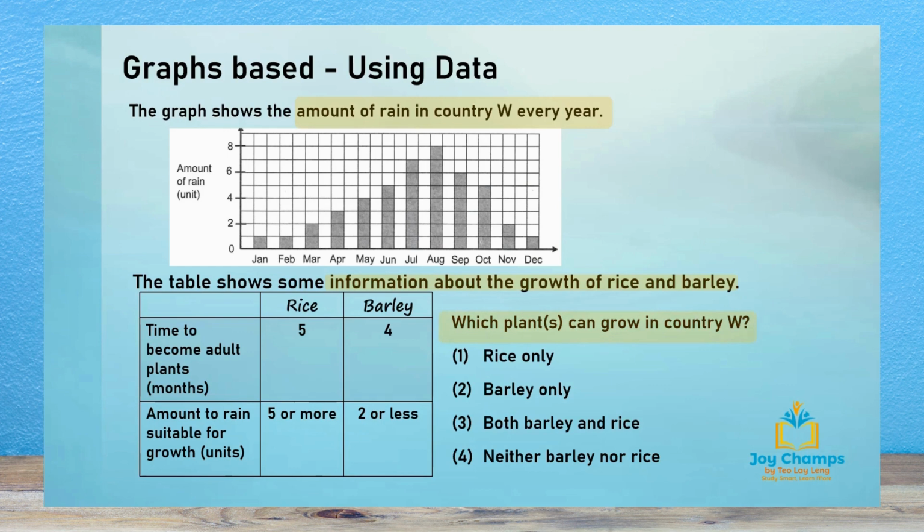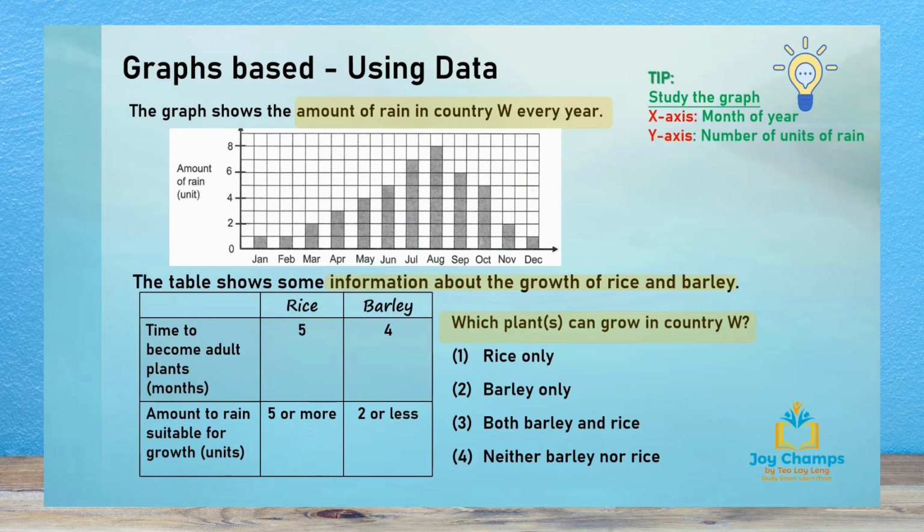So what should we do when we encounter this kind of question? Let me provide you with a quick tip. Firstly, we always study the graph first. So when studying the graph, we have to first look at the two axes. What do they represent? In this case here, the x-axis, which is the horizontal axis, represents the month of the year from January all the way to December. And the y-axis actually shows us the number of units of rain that fall in country W every single month.